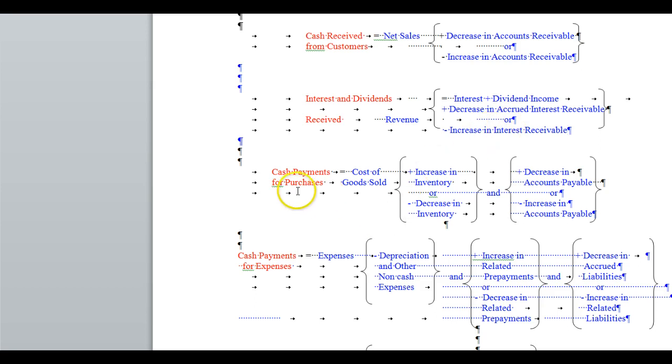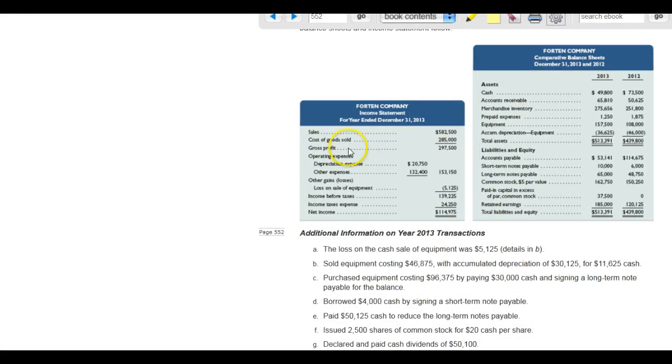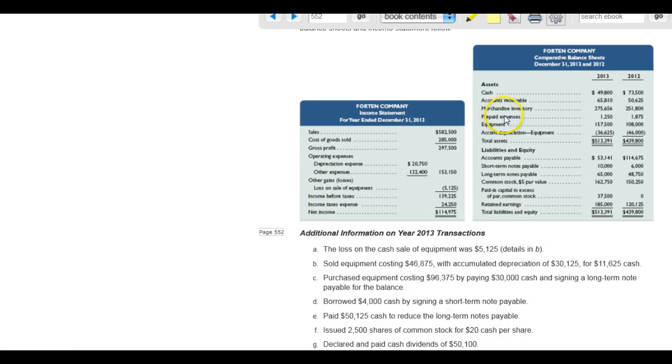Let's take a quick look at cash payments for purchases. We're going to start with cost of goods sold. Cost of goods sold are in the income statement, $285,000. Everybody see that? To that, we're going to add any increase in inventory or subtract any decrease in inventory. Inventory increased, so that means we paid more money for that. So we're going to add to that approximately $24,000.